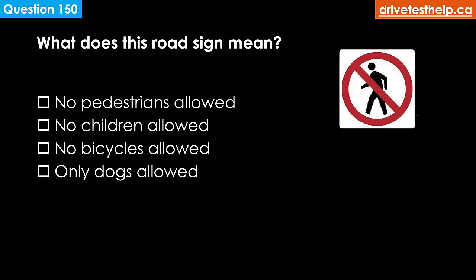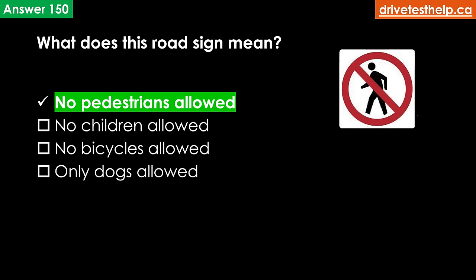What does this road sign mean? No pedestrians allowed, no children allowed, no bicycles allowed, only dogs allowed. The correct answer: no pedestrians allowed. A red slash inside a red circle means no. This sign means that pedestrians are not allowed to use this section of the road.